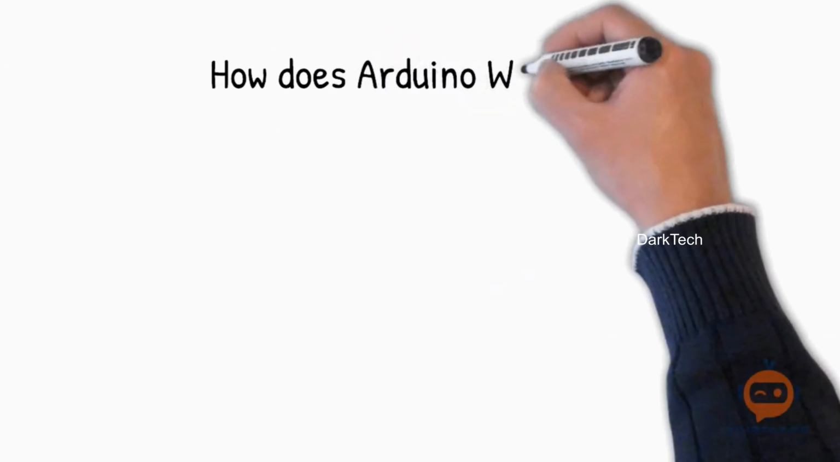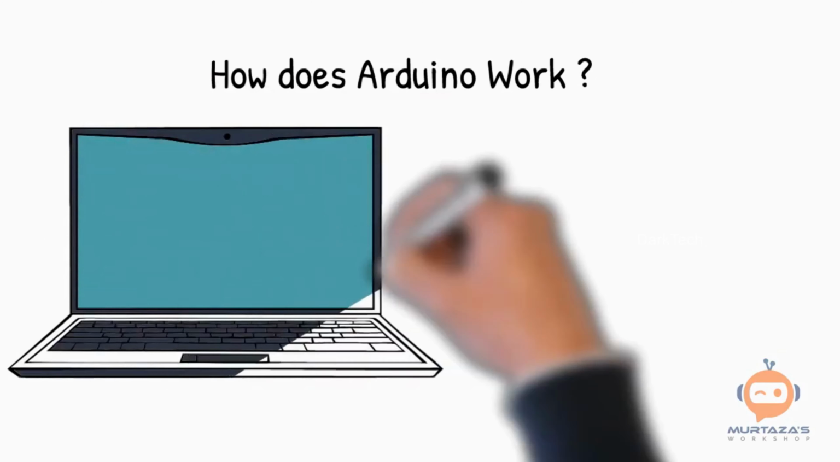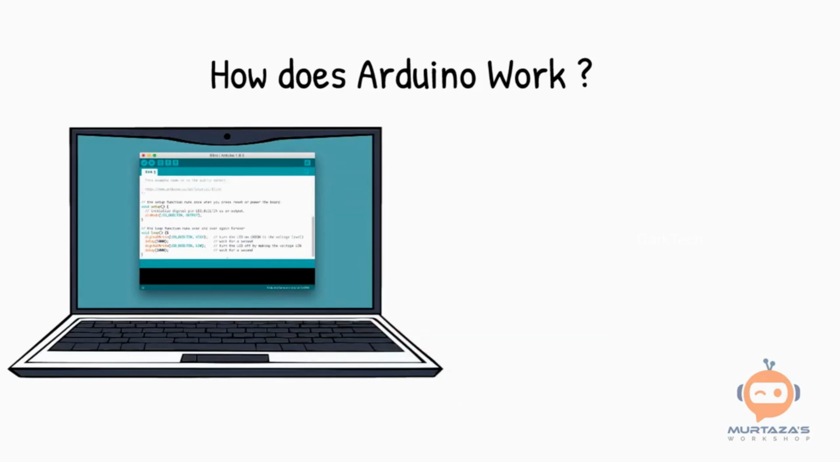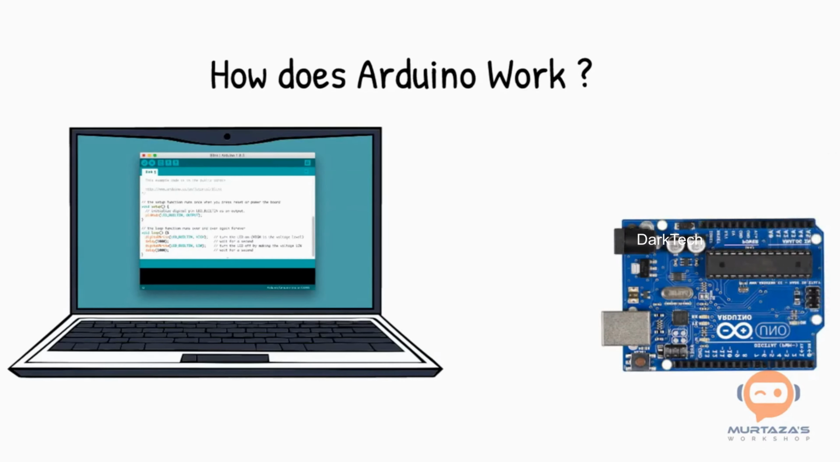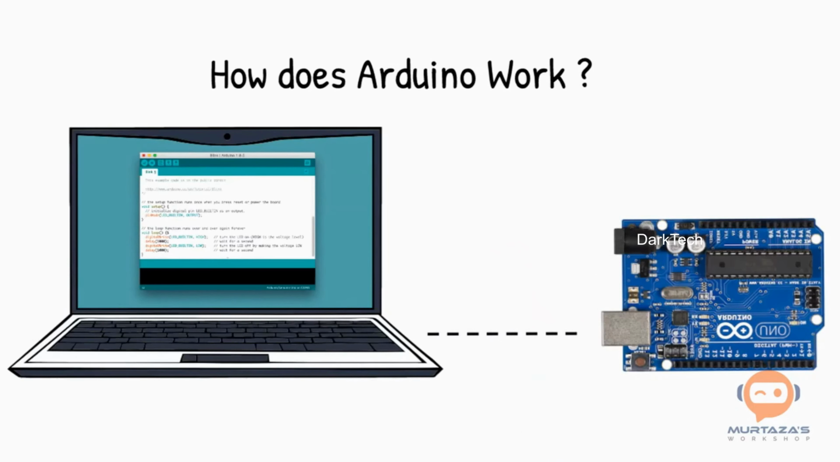So how does the Arduino work? As mentioned, Arduino has its own software through which we can program different sensors and devices, and we can upload it to the Arduino board. We can use a regular USB connection to upload the code using a computer. Once the code is uploaded, it keeps running as long as it keeps getting the power.